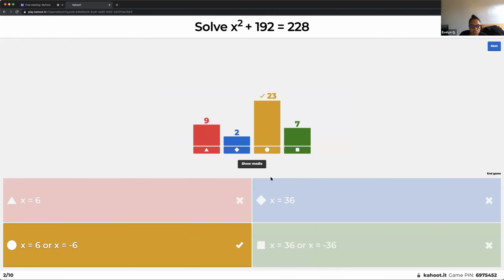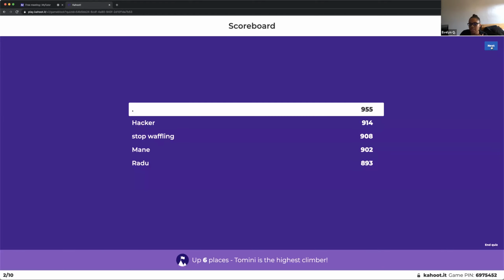Brilliant. x equals 6 and x equals minus 6. So remember, subtract that 228 because it always has to equal 0 first. You're going to get minus 36, and then the square root of 36 is 6. So your two solutions will be 6 and minus 6. Brilliant. Well done to the top 5.